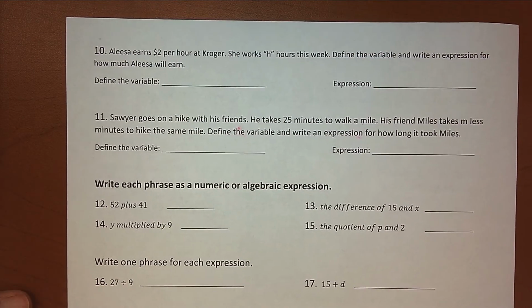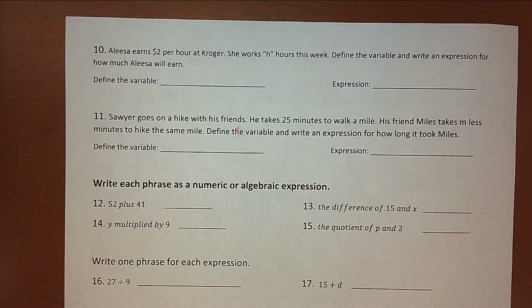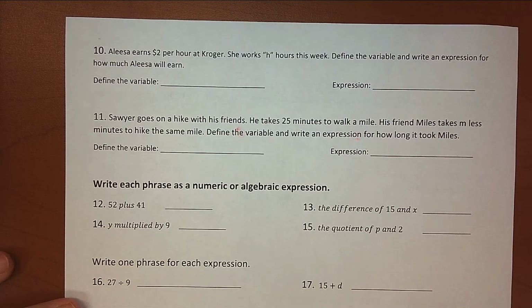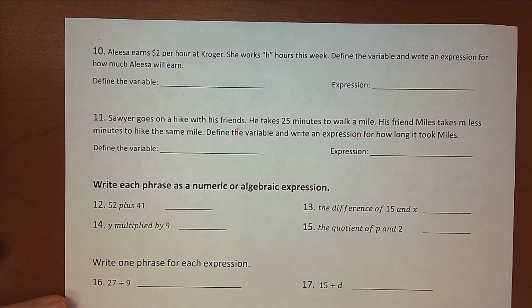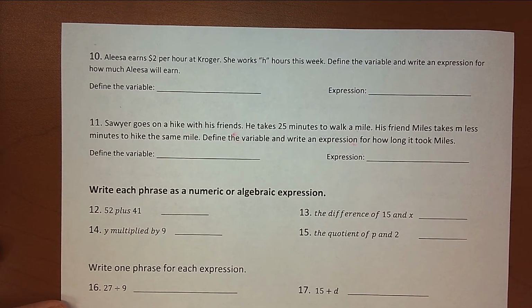All right, here's page 2 of the practice quiz for Unit 5. Up at the top here, we've got a word problem, and we're asked to define the variable and then write the expression. So first it says, Elisa earns $2 per hour at Kroger. She works 8 hours this week. Define the variable and write an expression for how much Elisa will earn.